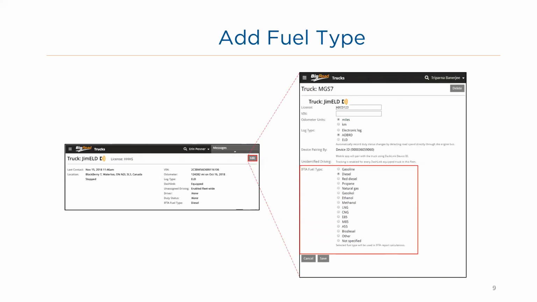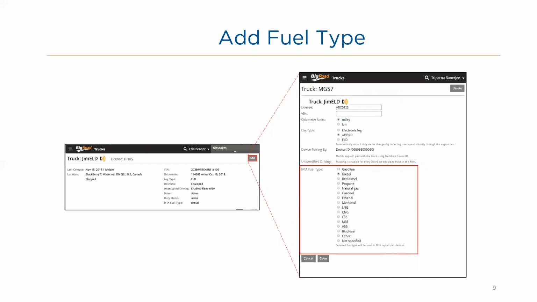Now, for the purpose of filing IFTA, BigRoad users are required to report on the amount of fuel type used for a certain amount of distance. The BigRoad web application now allows users to track what IFTA fuel type a truck uses. This feature is accessible from the Truck section of the application. Once the fuel type is updated for each truck, the information is displayed on the profile page of each truck.